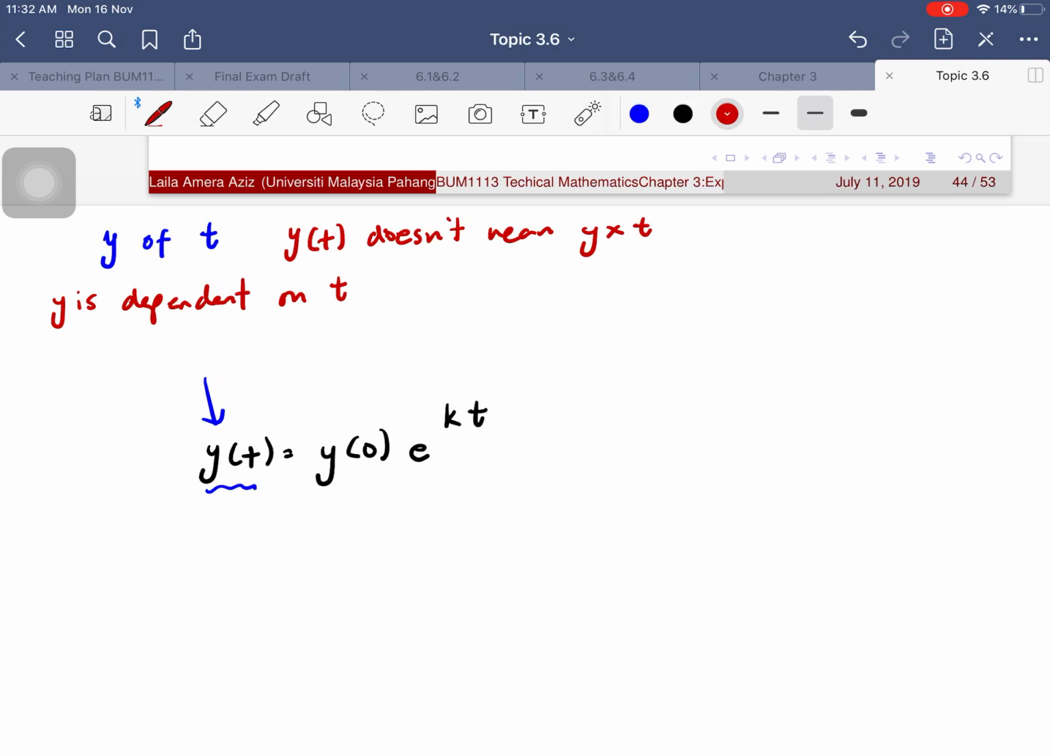What does it mean that y is dependent on t? That means that whenever t changes, y changes as well. So the value of y depends on t. Whenever we change the value of t, automatically the value of y is also going to change. And so that is the first component.